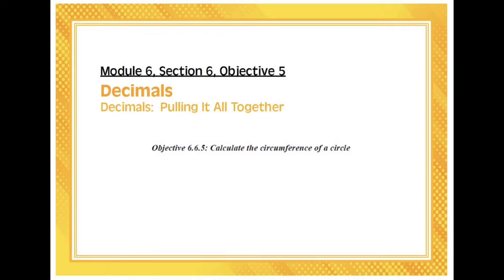Module 6, Section 6, Objective 5. We're going to calculate the circumference of a circle. The circumference of a circle is just the outside of a circle. We would call it the perimeter of a circle. However, perimeter means straight lines. Circumference is curved lines.